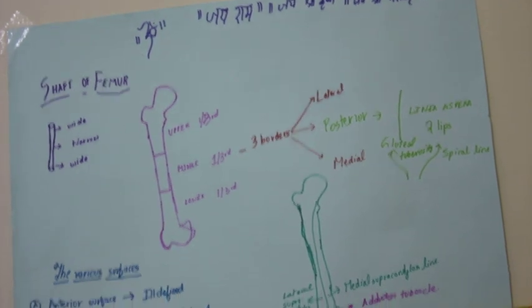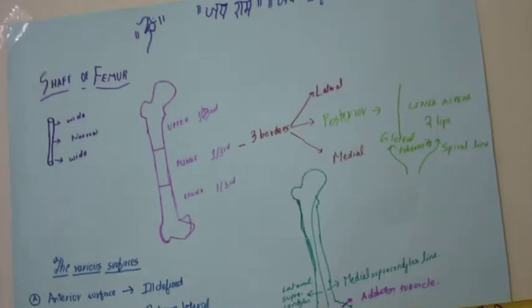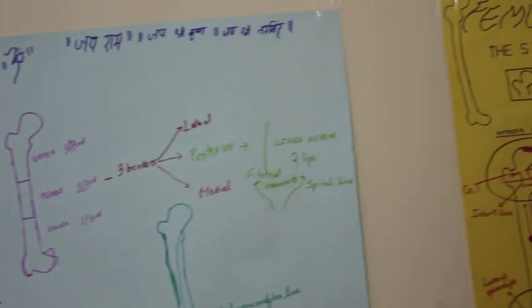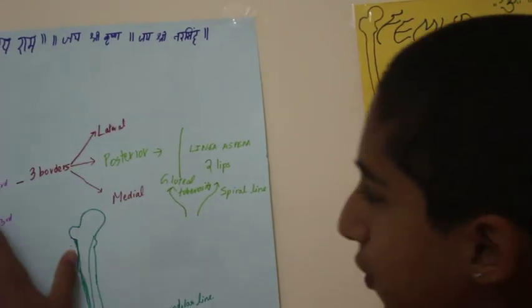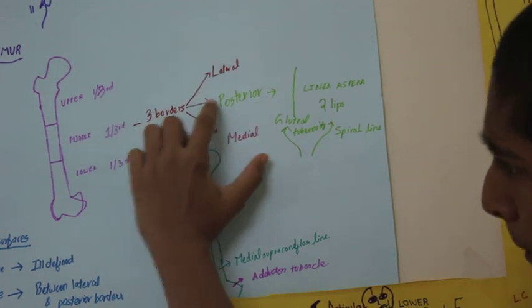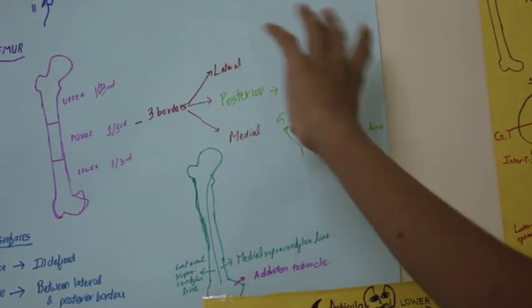Okay, so what does the lower 1/3 connect to? That connects to the patella, the knee bone. It connects to the condyles, which connect to the patella. Very correct. So that is good. And now the middle 1/3 has 3 borders: lateral, posterior, and medial. So lateral and medial are not very clearly seen.